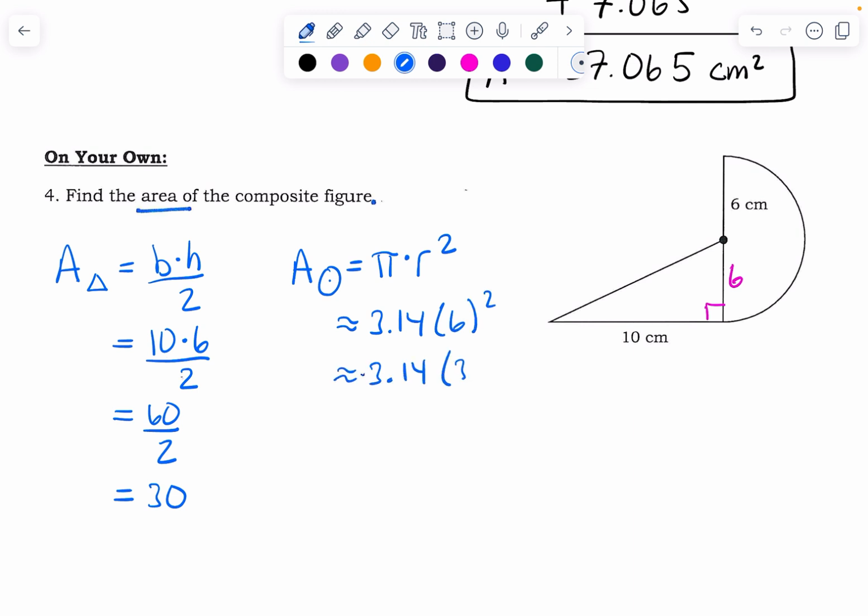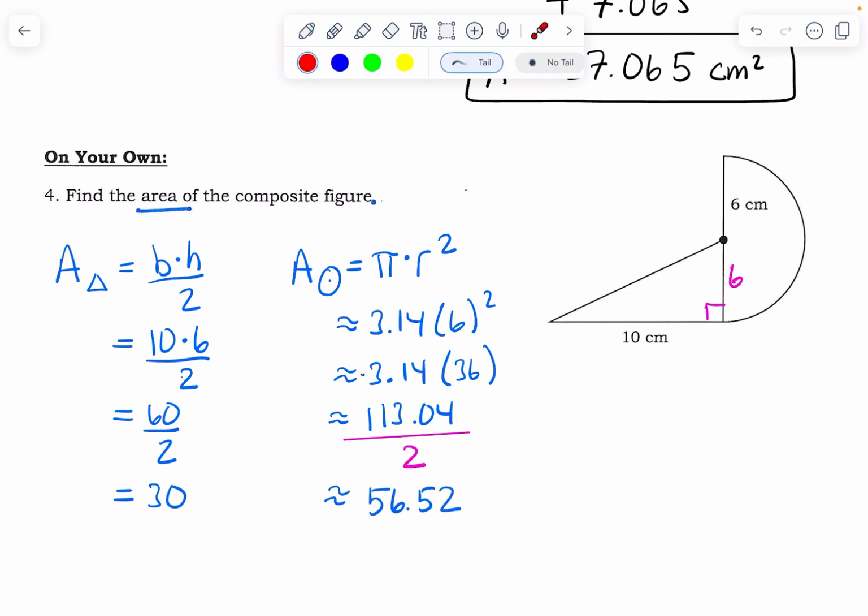3.14 times 36. That would be 113.04. Now, because I have half of a circle, I'm going to slice it into halves. I'm going to divide it by 2. So that would get me 56.52. And now I know the area of the triangle and the area of the 1/4 of the circle.